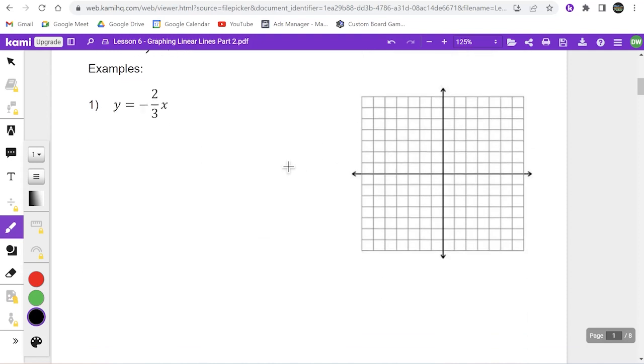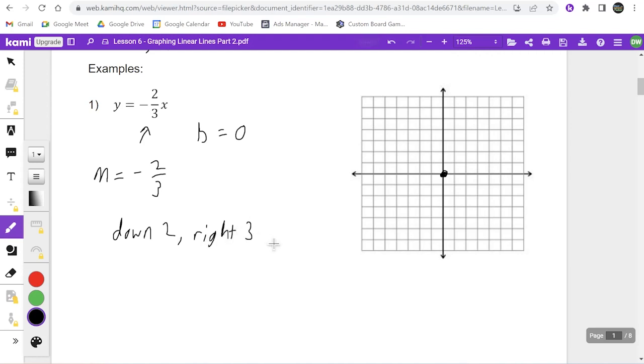Okay. So then now we're going to do the examples. Y equals negative 2/3 x. You'll notice there's no b this time. In other words, b is equal to 0. And that's perfectly fine. That means we're going to start at 0. I already know one point is at the origin, 0, 0. Now for this slope, m equals negative 2/3. Remember what this means. This is going to be down 2, right 3.